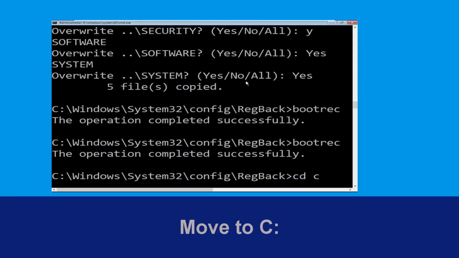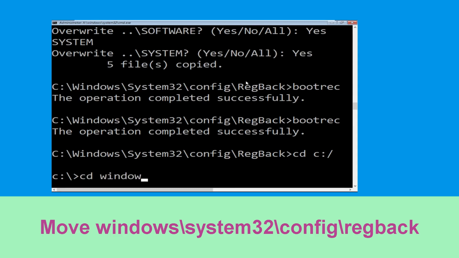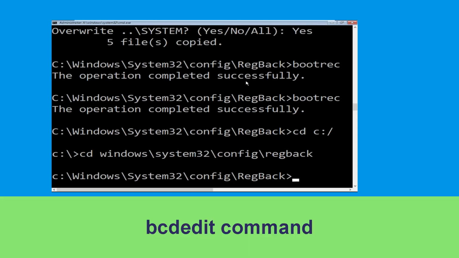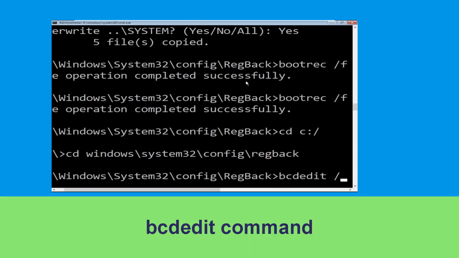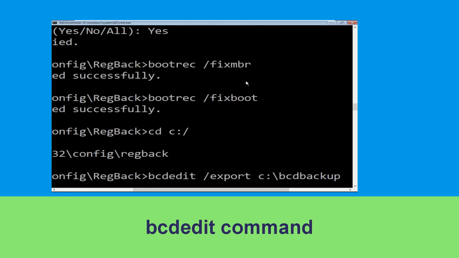Now execute this command cd space c colon /. Now execute this command. Type cd space Windows /system32 /config /regback, then simply hit enter to execute this command. Now type this command bcdedit space /export space c colon /bcd backup and hit enter.